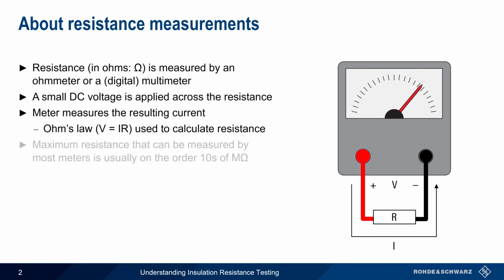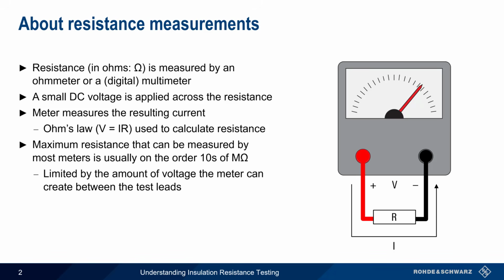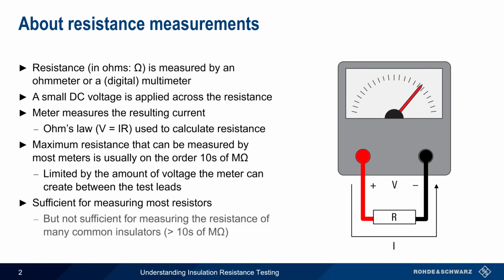It's important to note that the maximum resistance that can be measured by most meters is on the order of tens of megohms. This is limited by the maximum voltage that the meter can create between the test leads. A very high resistance also requires a very high voltage in order to create a current that's large enough to be accurately measured. For most resistor measurements, a standard meter is sufficient, but these meters cannot be used to measure the resistance of many common insulators, with resistance values in the tens, hundreds, or even thousands of megohms.